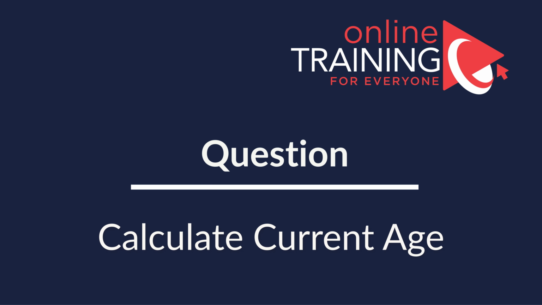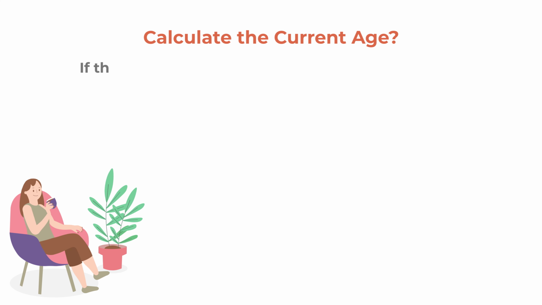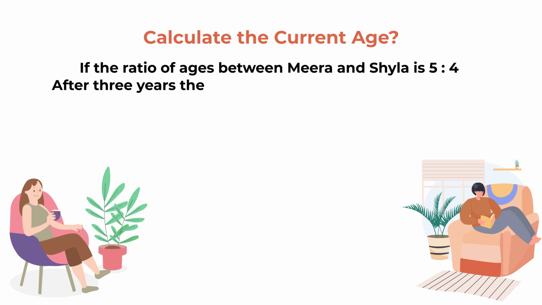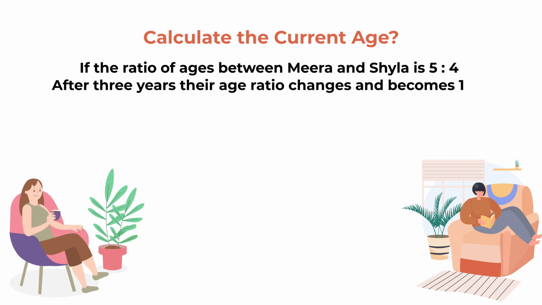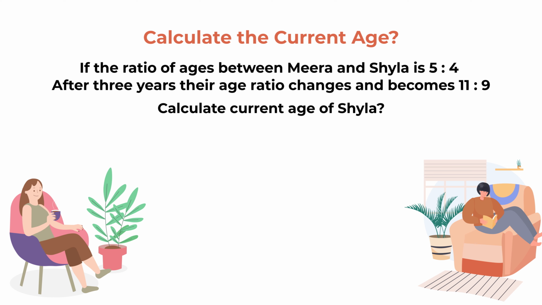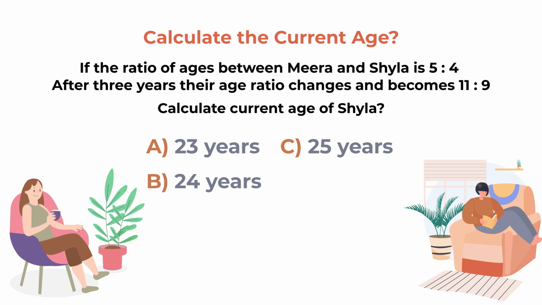Here's the question, which seems easy but has some tricky elements to it. You need to calculate the current age of Shyla. If the ratio of ages between Mira and Shyla is 5:4, after 3 years, their age ratio changes and becomes 11:9. You need to calculate the current age of Shyla. And you have 4 different choices. Choice A, 23 years. Choice B, 24 years. Choice C, 25 years. And choice D, 26 years.